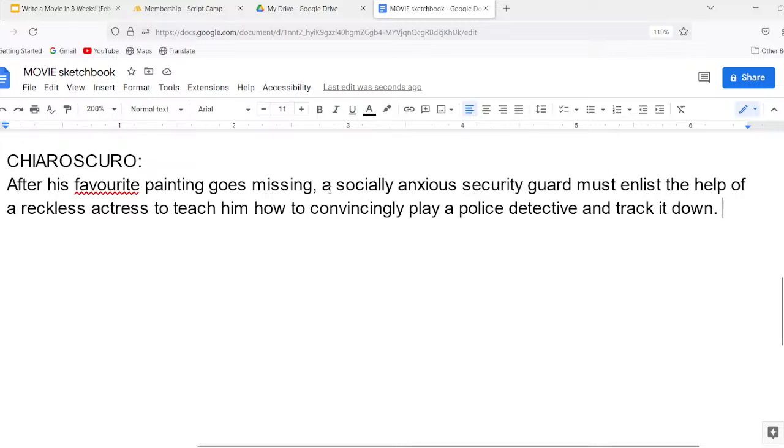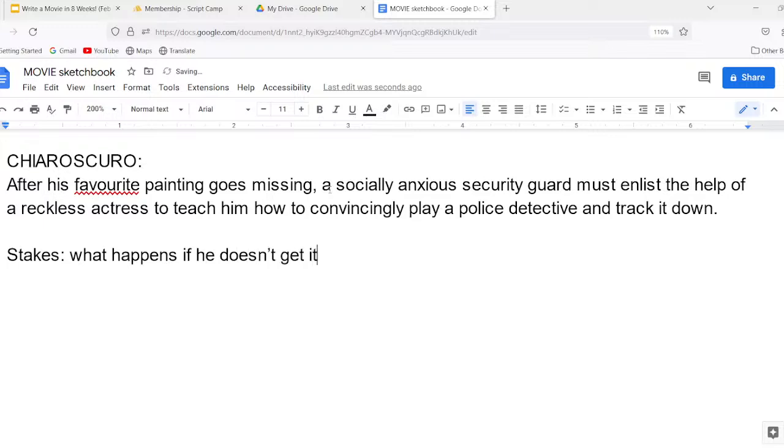The last thing it's missing is just stakes. I mean, what happens if he doesn't get it? Yeah, it's funny, because that's the main one I'm battling with. I've kind of already embraced the fact that the stakes are probably... one of my comps in my head structurally is something like Whiplash.